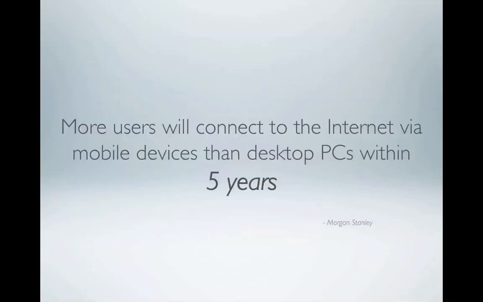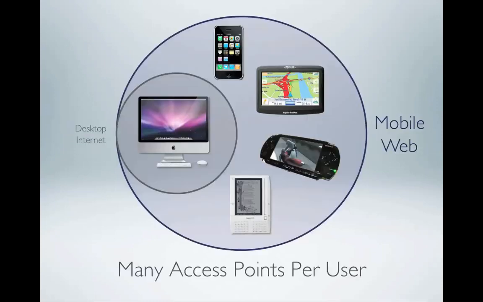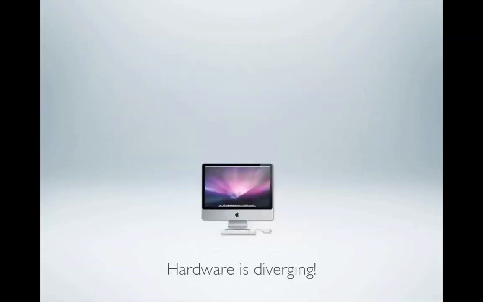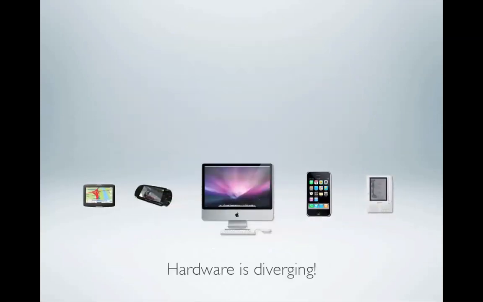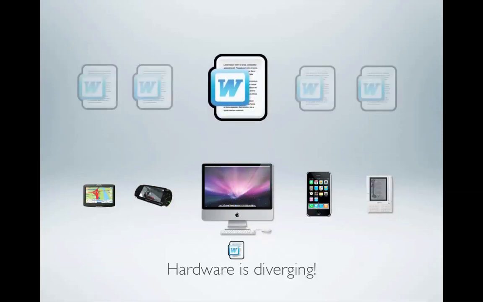Let's jump right in. More users will connect to the internet via mobile devices than desktop PCs within 5 years. What does this mean? Instead of accessing your data from one device, from one desktop computer or laptop, you are going to access that same data from multiple devices, many access points per user. So hardware is diverging. That means when you write a Word document on your desktop, you want to put it on each and every one of your devices.